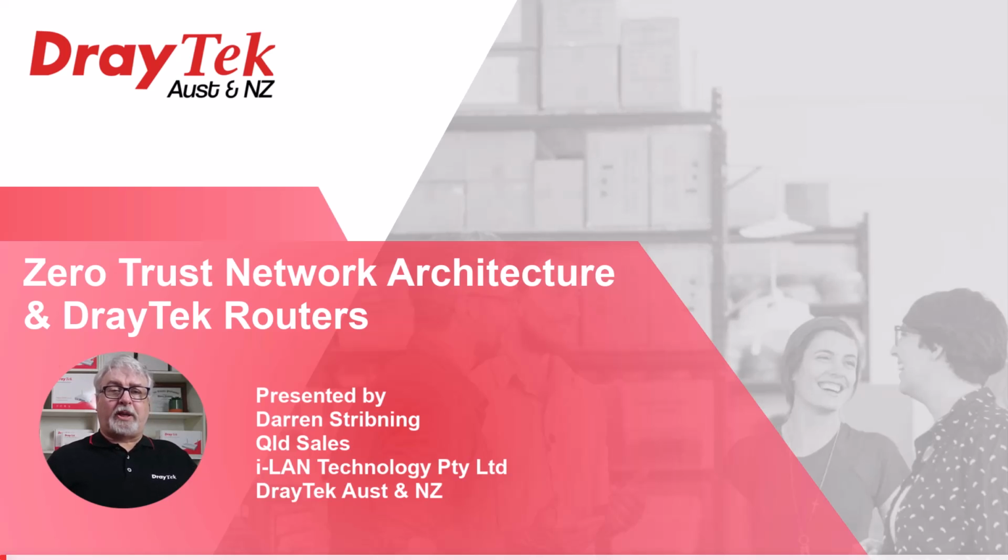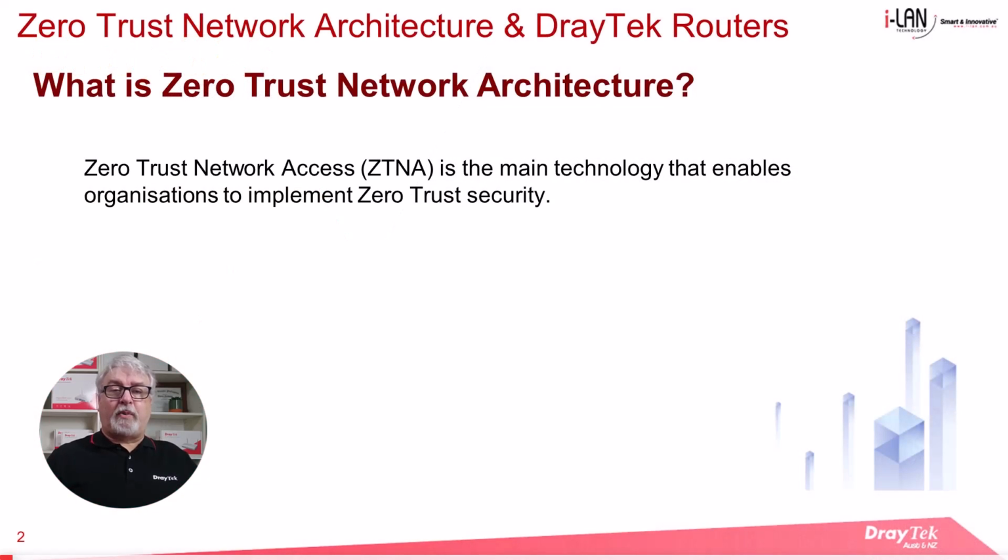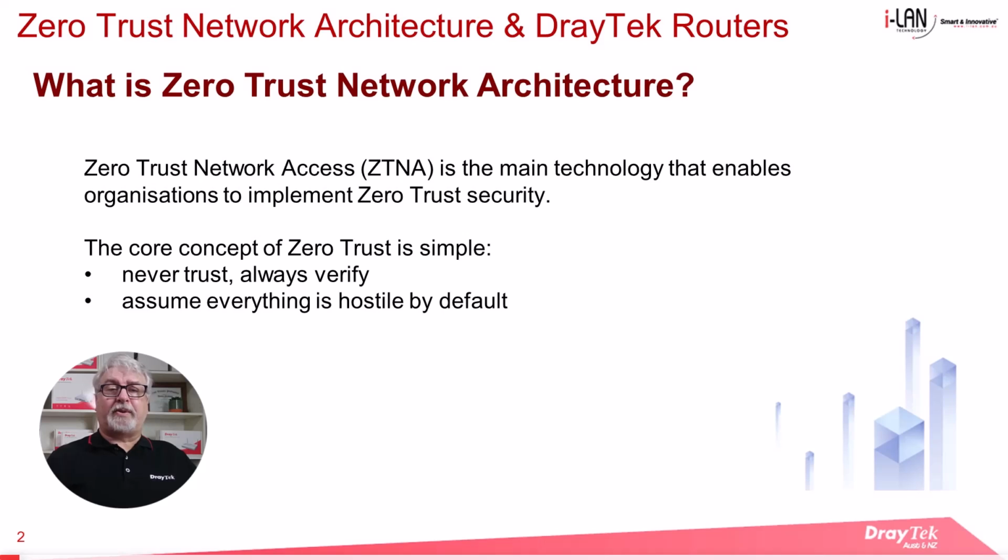In this webinar, we'll be expanding a little on the previous DrayOS 5 webinar and exploring the Zero Trust Network architecture in DrayTek routers. Zero Trust Network Access, or ZTNA, is the main technology that enables organisations to implement Zero Trust security. The core concept is simple: never trust, always verify, and assume everything is hostile by default. That means that all devices on a network should not be trusted by default, even if they are connected to a permissioned network such as a corporate LAN, and even if they were previously verified.